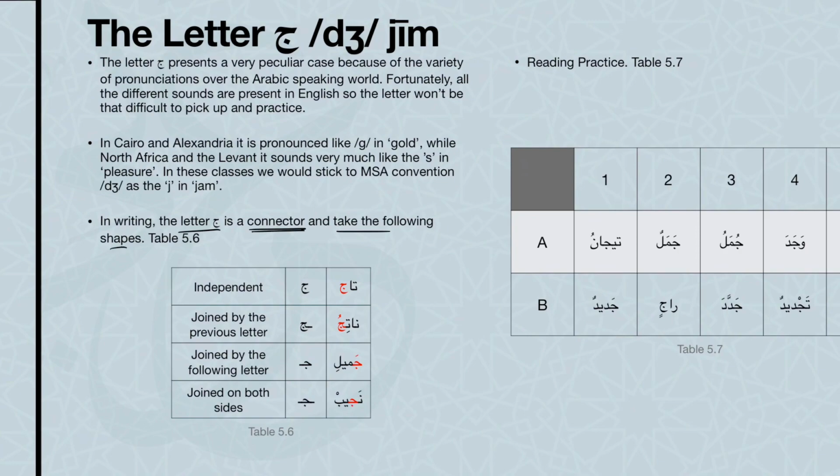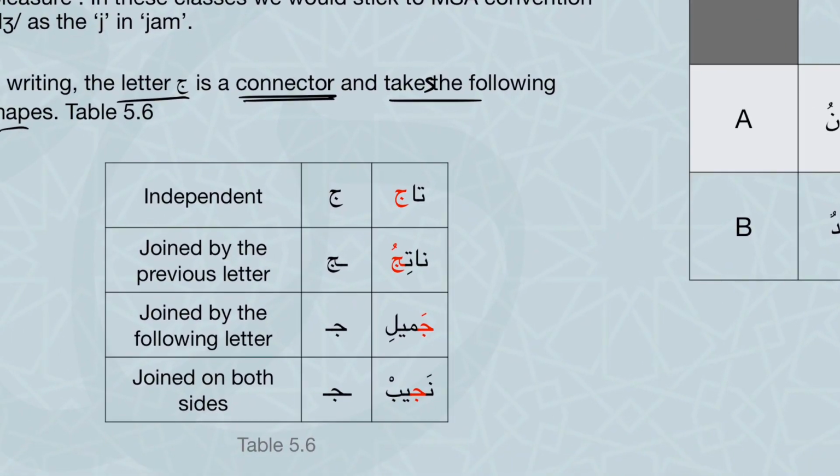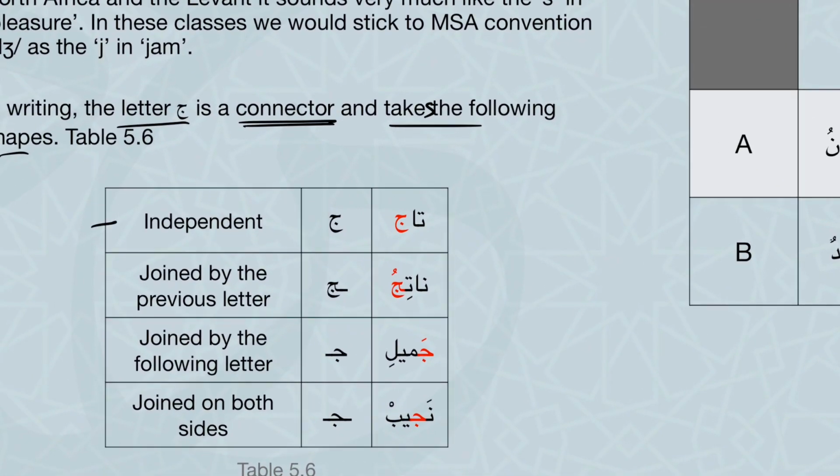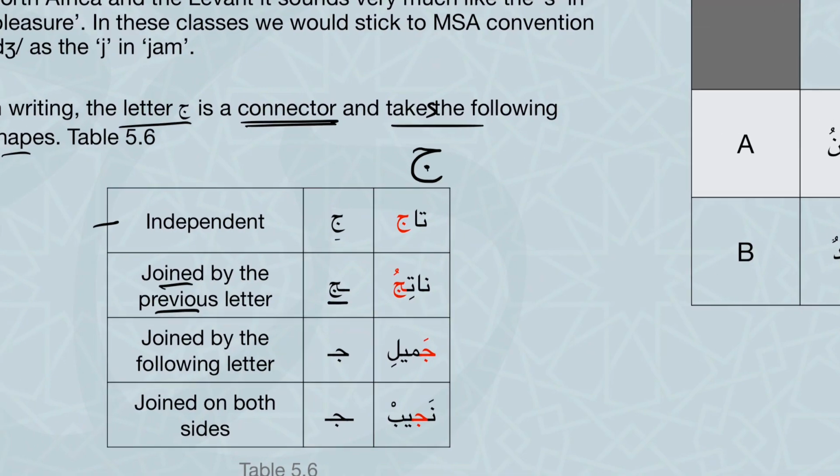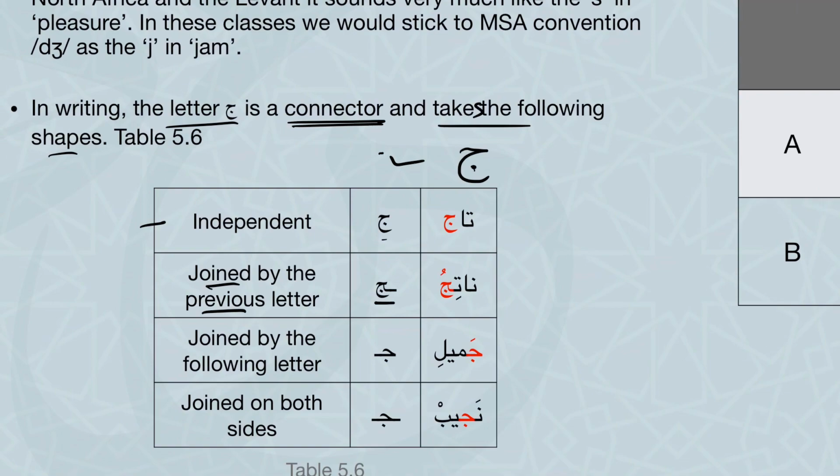It takes the following shape. The independent form is basically a hat and a belly and a dot in the middle. The connector, or the join to the previous letter, is going to be a bit difficult. The handwriting does it in a weird way, but you can just go like this, completely connected to the hat. It's completely fine.